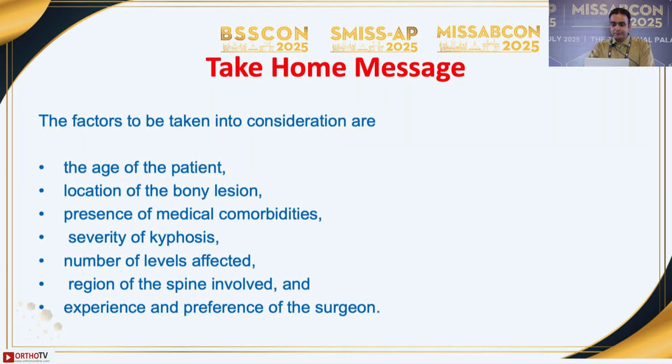So the factors that need to be considered for planning surgery and deciding to do fusion. First of all, the age of the patient, whether younger or older. If the patient is older, we can plan for a splint surgery and remove the implant later on. Location of the bony lesion: if the junctional area is involved, then we need to think about all those factors. And the presence of medical comorbidities, especially in aged patients. Severity of the kyphosis, the number of levels affected, then we need to plan surgery accordingly, and the region of the spine involved. And the last and most important is the experience and preference of the surgeon, how to do the surgery, whether minimally invasive or open or various other ways.